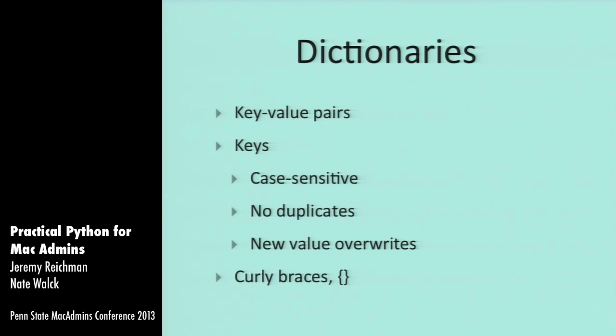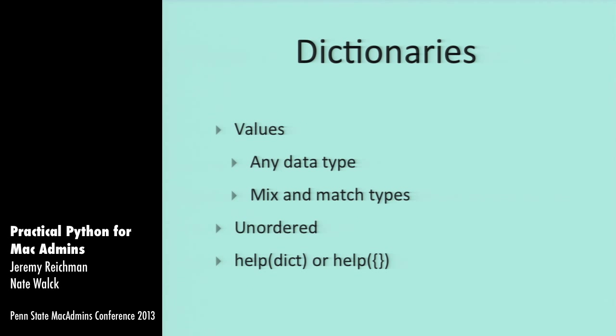And we use curly braces instead of square braces for that. So dictionary values can also be any data type. You can mix and match those types. And unlike lists, the dictionaries are not ordered. And you can find out more about them by typing help, D-I-C-T.